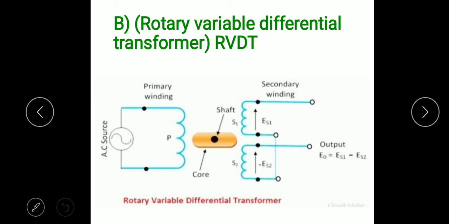Now this is all about the RVDT and LVDT. Both the devices are sensitive, and the accuracy is high, and many more applications are there. It is useful for pressure, force, and linear and angular displacement.